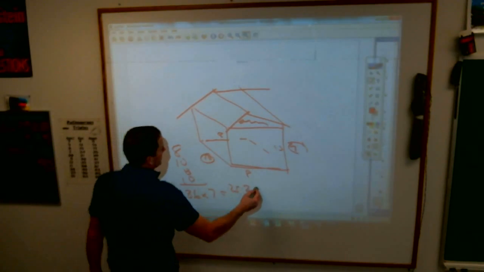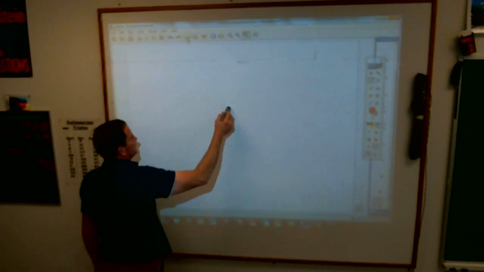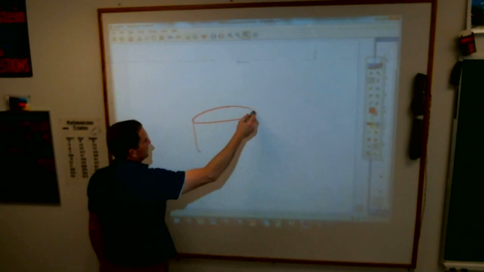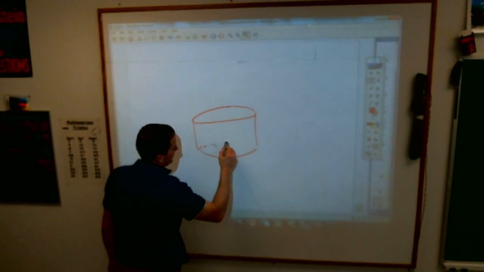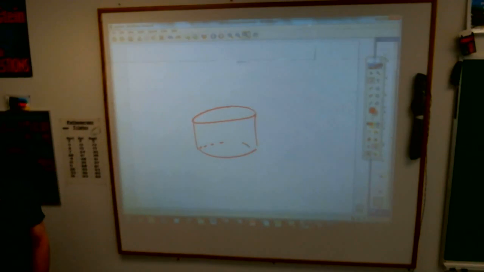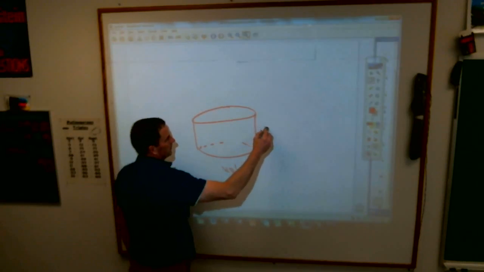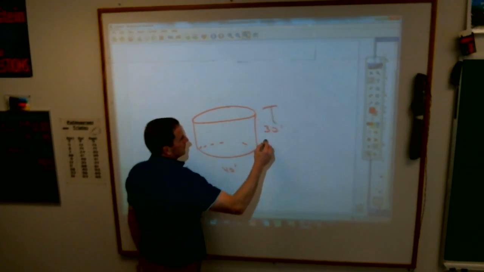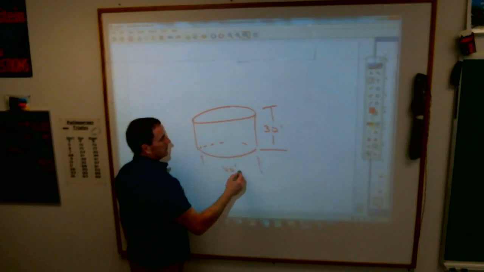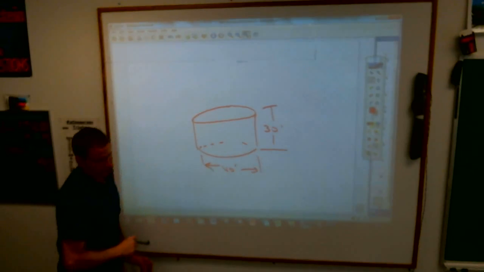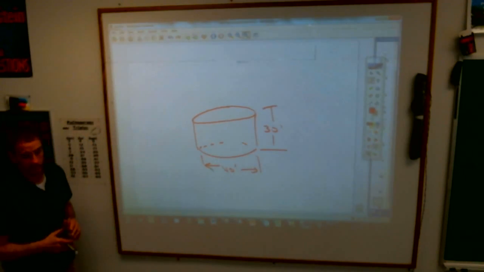Now, look at letter E. I'll entertain this notion here. We didn't talk about this, but you being infinitely wise seventh graders should be able to figure that out. What would the lateral surface area of a can be? 40 feet by 30 feet. That's a big can, by the way. What would you do to find the lateral surface area of that? By the way, that'd be the area of the label.